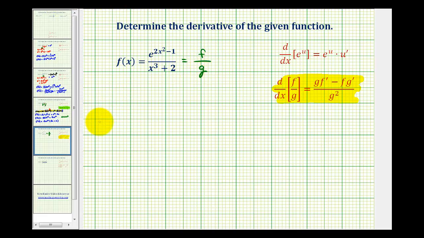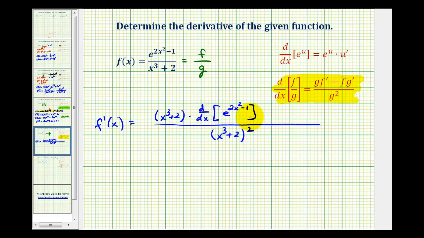So to determine f prime of x, we'll start with the denominator. Notice the denominator is just a denominator squared, so we'll have the quantity x to the third plus 2 squared. And then the numerator is going to be g times f prime minus f times g prime, or the denominator, x to the third plus 2, times the derivative of the numerator. Be careful, notice the minus 1 is part of the exponent, minus the numerator times the derivative of the denominator. So once we determine these two derivatives, the rest will be algebra.